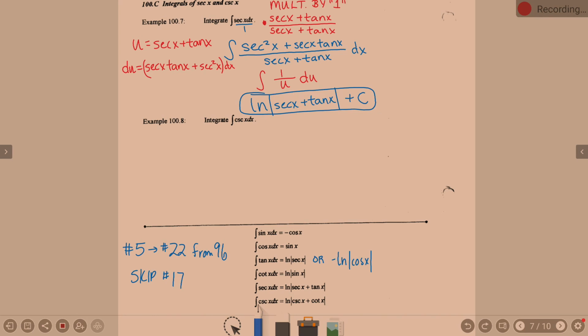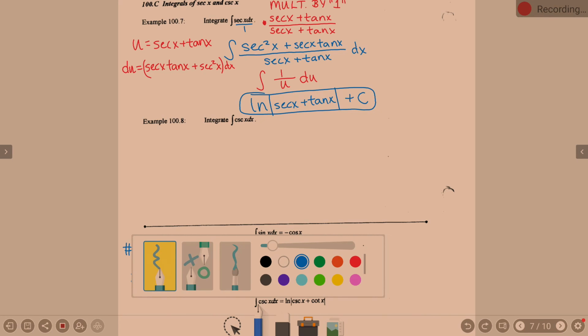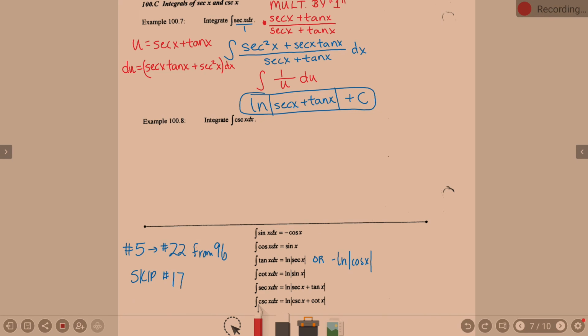Now, I'm not going to work 8 out unless you really want me to. But what I do want to talk about is what our 1 that we're going to multiply by would look like. Last time we multiplied by secant plus tangent. This time, guesses? Just change one of them. Just change the cotangent. So cosecant x minus cotangent x.